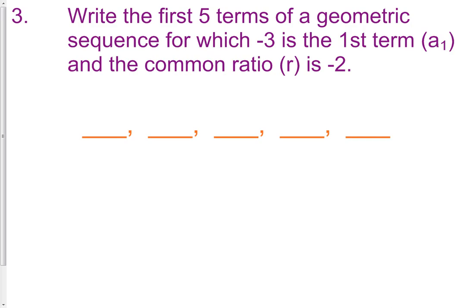Write out the first 5 terms of this geometric sequence, for which negative 3 is the first term and the common ratio is negative 2. So our very first term is negative 3. And then we find each and every term by multiplying by the common ratio, which is negative 2. So if you multiply by a negative 2, you'd get a positive 6. Multiply by a negative 2, negative 12, positive 24, negative 48. So hopefully that makes sense. To get from one term to the next, all you simply do is multiply by a negative 2.